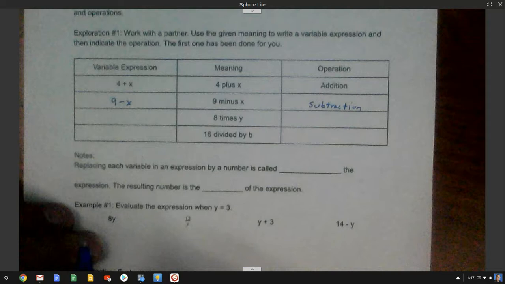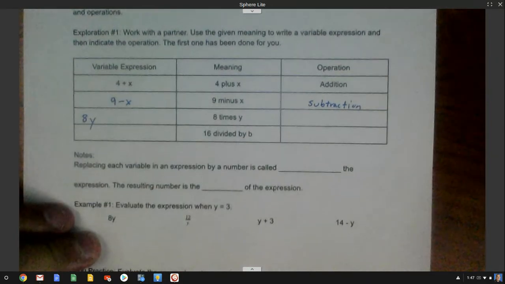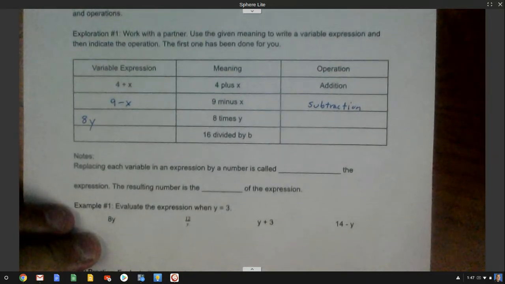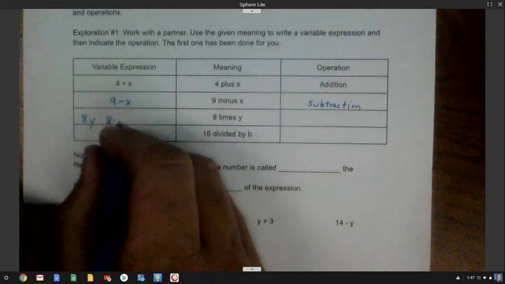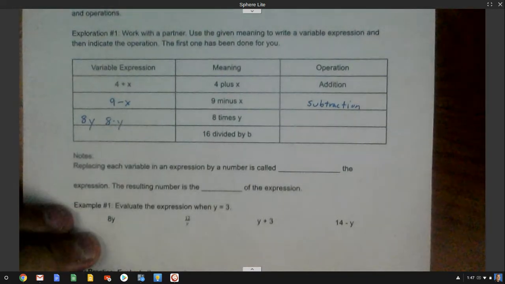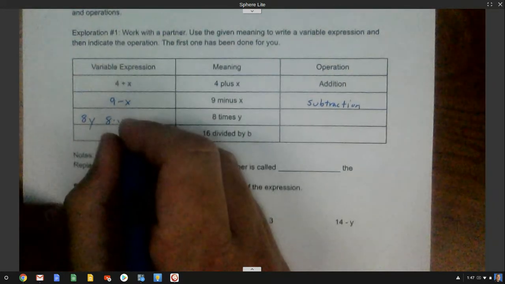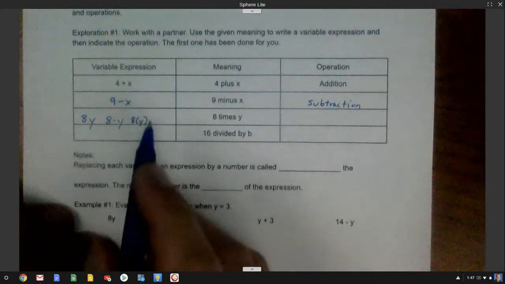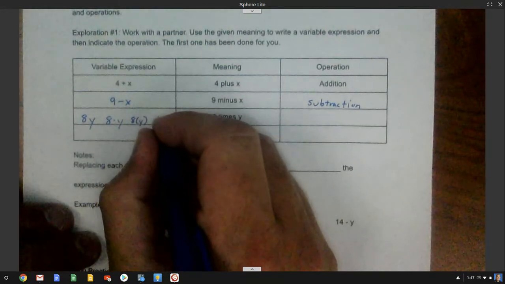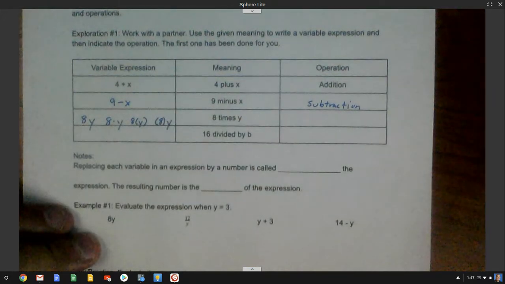8 times y. So 8 times y, I can write a couple different ways. I can write as 8y. This is how you're going to see it most of the time in this class. You can also use 8 times y with a dot. You might see it occasionally in this class. You might also see where we put one of the numbers inside of a parenthesis. That is also a way to indicate multiplication.